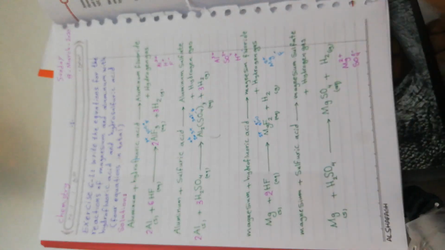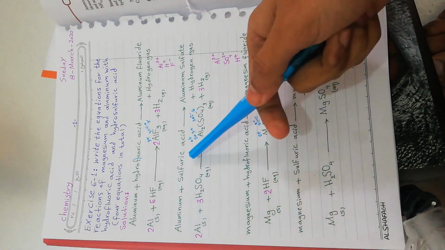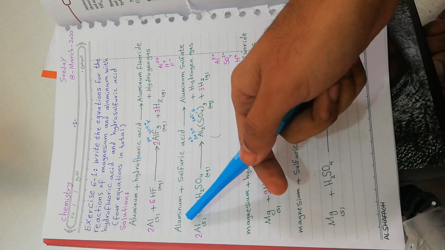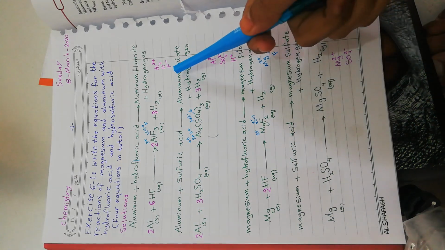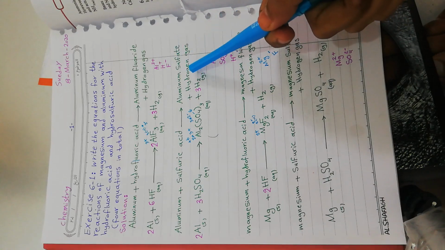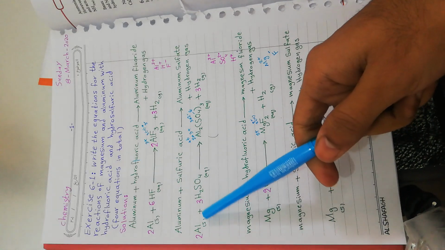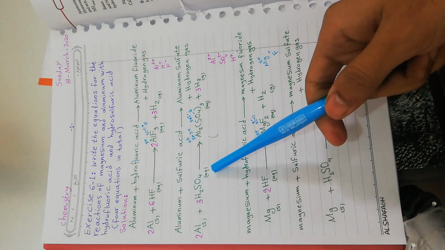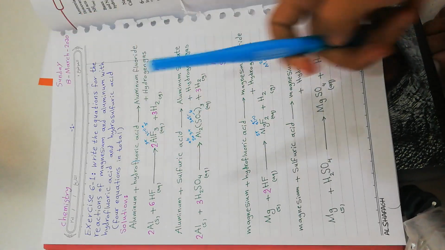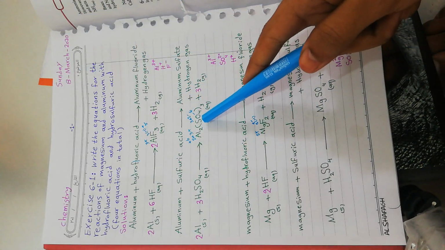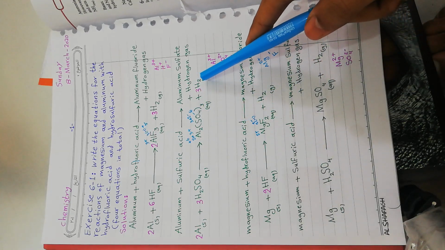Okay? The second equation. The same metal, aluminum plus sulfuric acid. When aluminum reacted with sulfuric acid, the products are 2 things. First, aluminum sulfate and hydrogen gas. Al in solid state reacted with H2SO4 in aqueous solution. The products are Al2(SO4)3 in aqueous solution plus H2 gas.